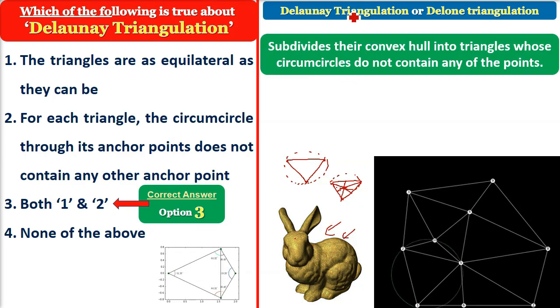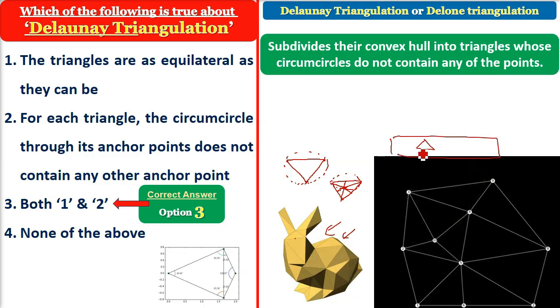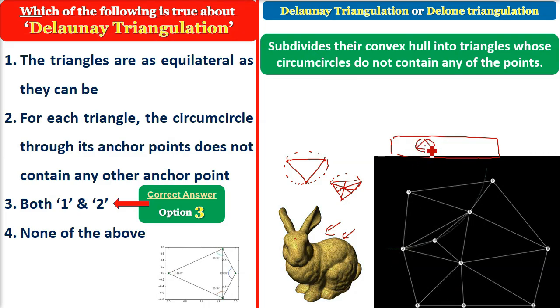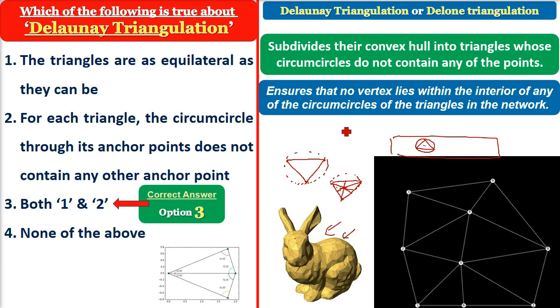So the Delone triangulation or Delaunay triangulation subdivides the convex hull. Convex hull is simply an area, which is the study area, into triangles whose circumcircles, which I am defining here also, do not contain any of the points. So there can be multiple points. Make a triangle taking 3 points. If there is any point, don't make that triangle.